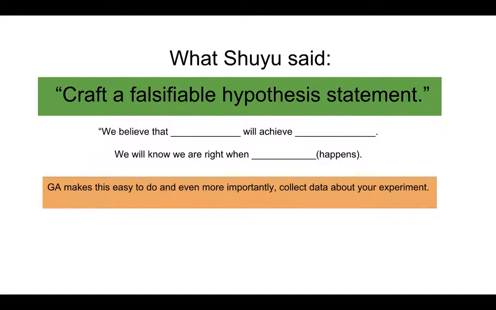So in the case of iport, we believe that people want to send love to other people, and so we believe that if we have a website that does that, people will actually use it. And we'll know that that's true if we set up this website and people actually start using it. So Google Analytics makes this easy to test, and it makes it easy to collect data about your experiment.